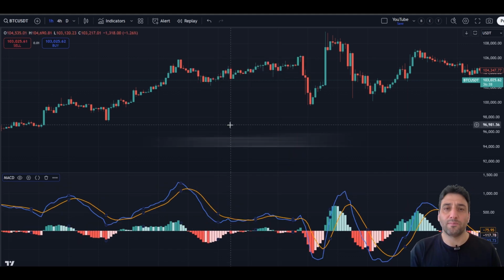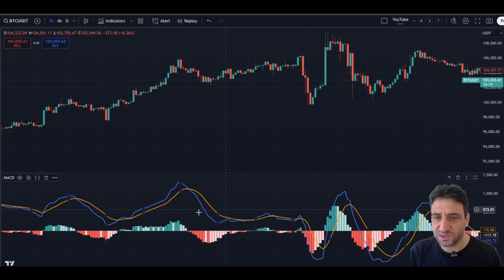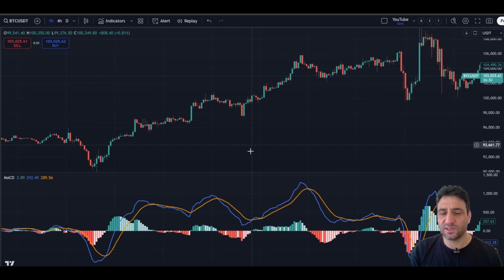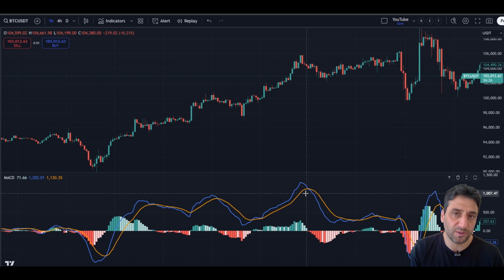Well, the MACD is a momentum oscillator, which means it tells us about the speed and strength of price movements. When the MACD line is above the signal line, it suggests that the momentum is bullish, and when it's below, momentum is bearish. And the further apart the lines are, the stronger the momentum.